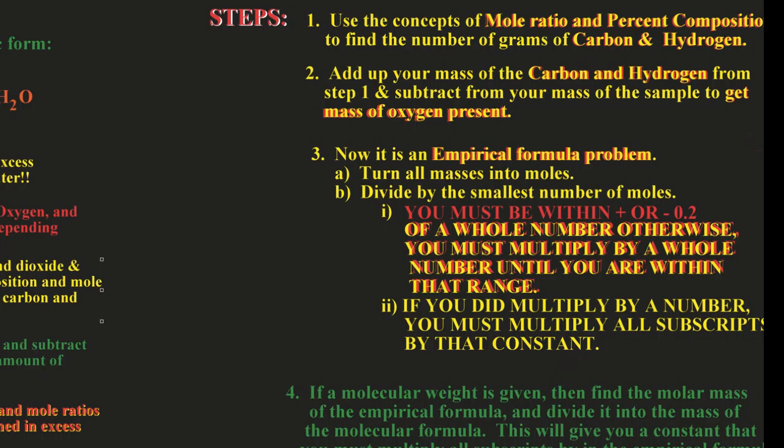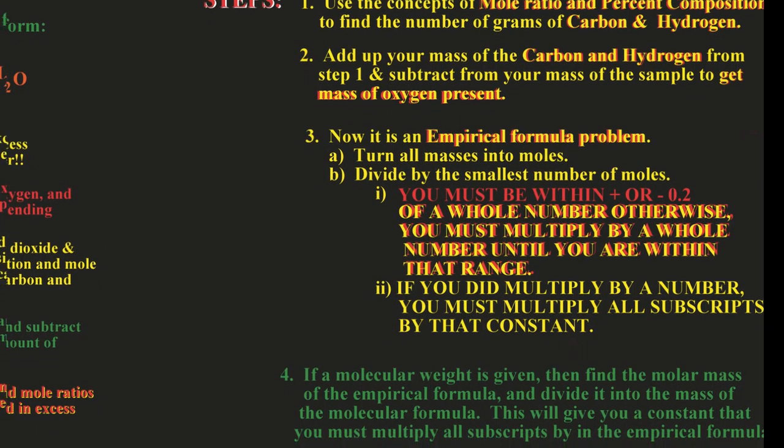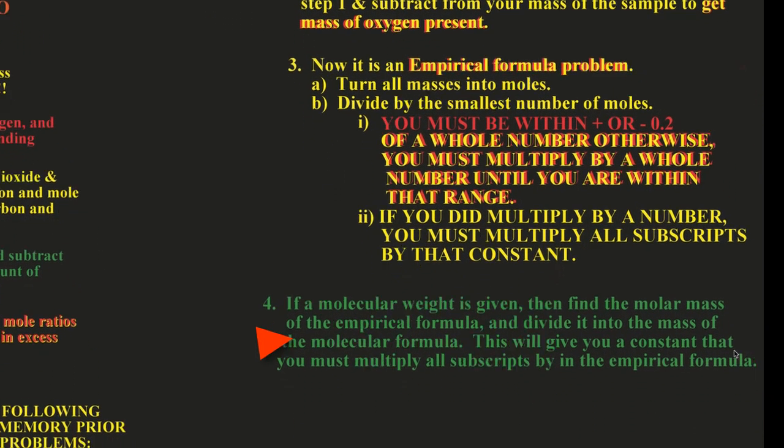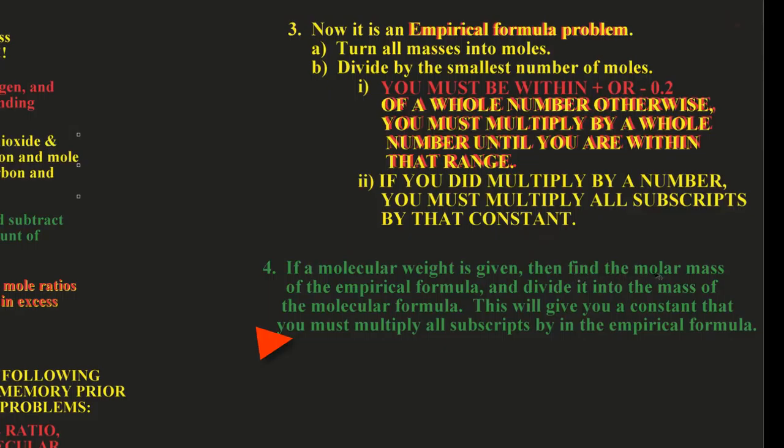And if a molecular weight is given, then you find the molar mass of the empirical formula, then divide your molar mass of your molecular that was given by the one you just calculated for your empirical. Then that's going to give you a constant that you must multiply all subscripts by in the empirical to get the molecular. Alright? So check out the example videos.